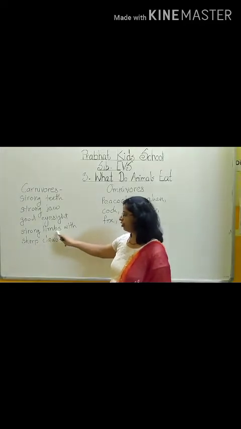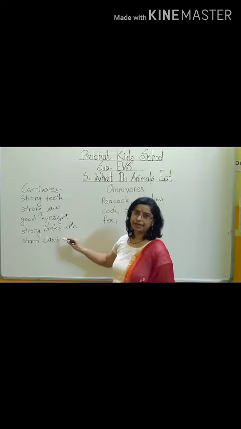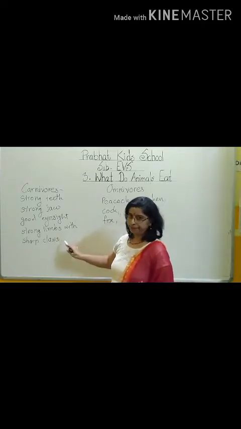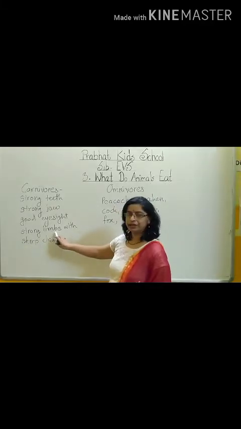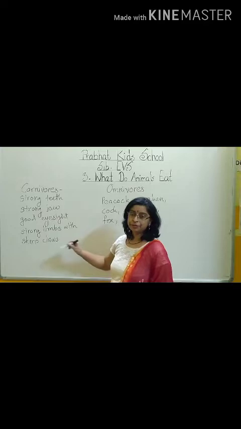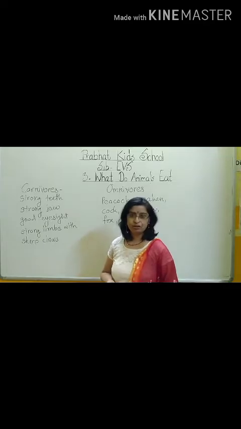Then they have strong limbs with sharp claws. This helps them to run after the prey and catch the prey. With the help of these strong limbs, they run after the prey, and with the help of these sharp claws, they catch the prey. Now some examples: lion, tiger, they kill bigger animals also.